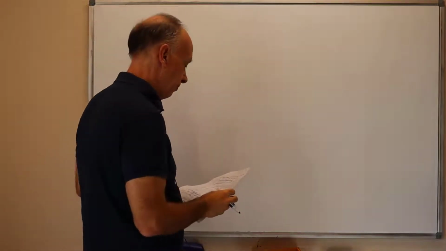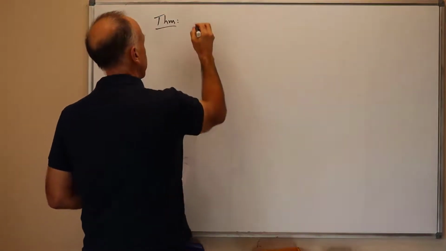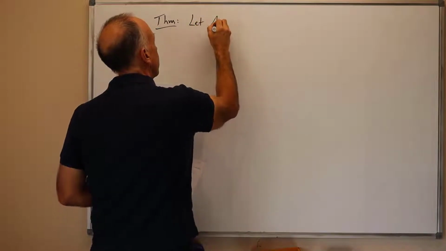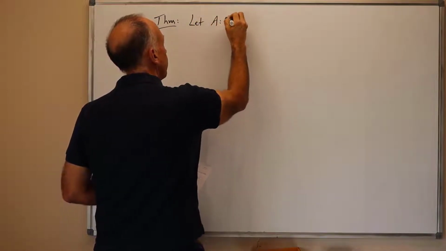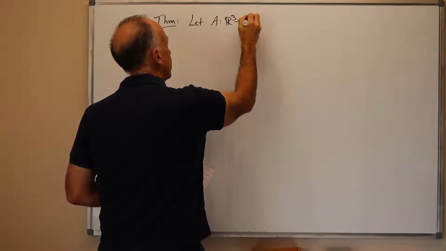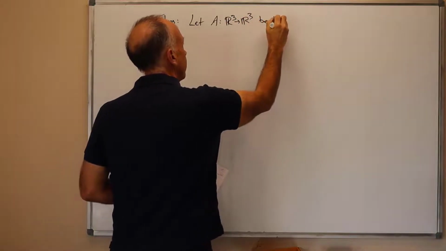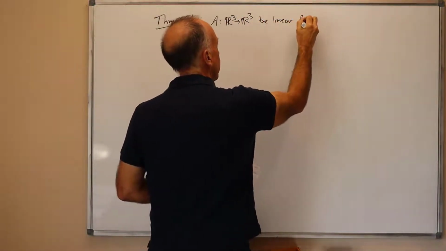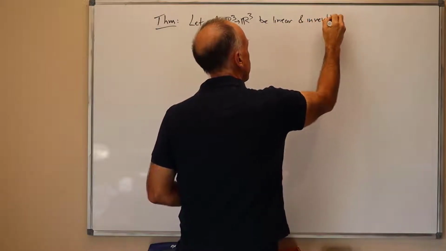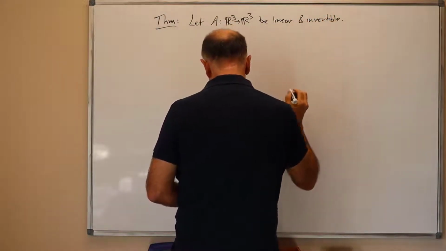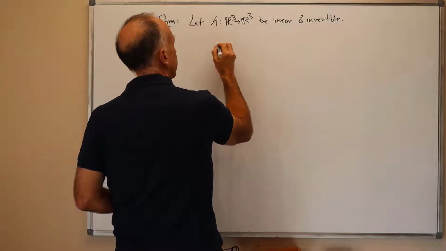So let's state the theorem for the general case going back to R3. Let A mapping R3 to R3 be linear and invertible and represented by the matrix M.